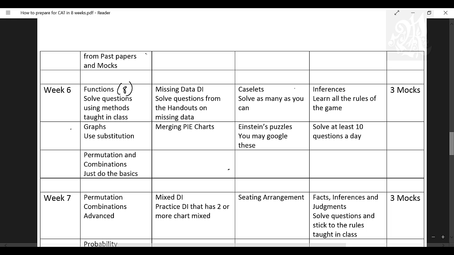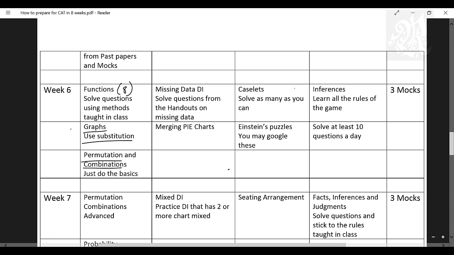Okay, you'll do graphs, because for graphs, the best method I have discovered for solving is to use substitution. So you can substitute the value of x to get the value of y, and if it matches the equation, that equation becomes the equation of the graph, or vice versa. When it comes to another heavy topic of quant, you're supposed to do permutations and combinations.